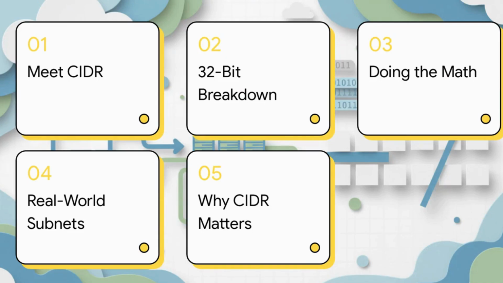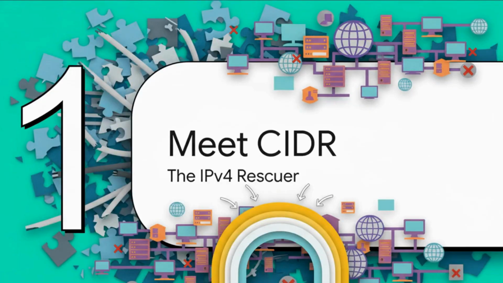Here's our quick roadmap for today. First, we'll meet CIDR. Then, do a 32-bit breakdown. Move on to doing the actual math, check out some real-world subnets, and finally, wrap up with exactly why CIDR matters so much. All right, Section 1, Meet CIDR, the IPv4 rescuer.